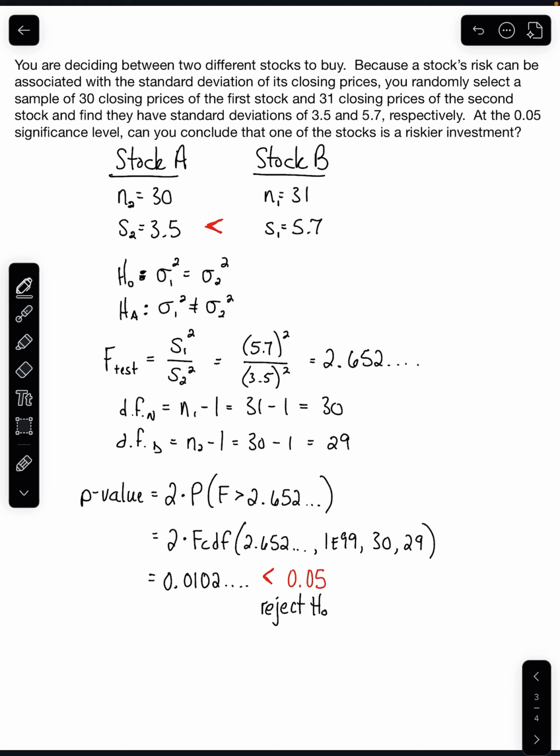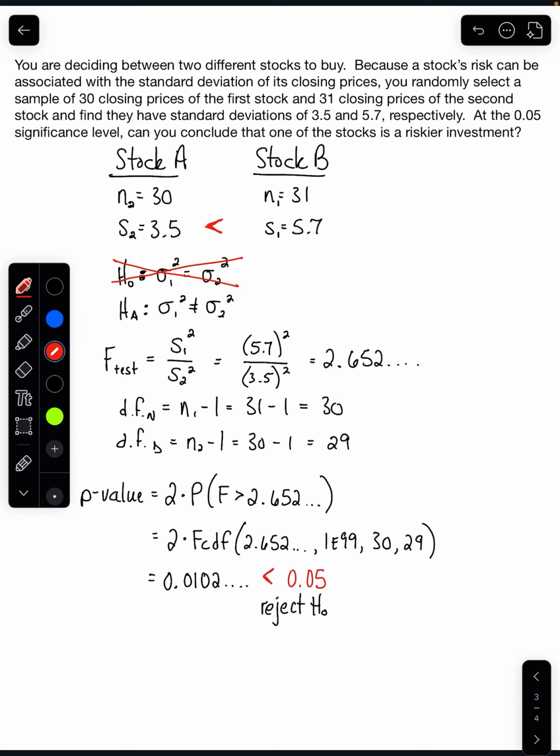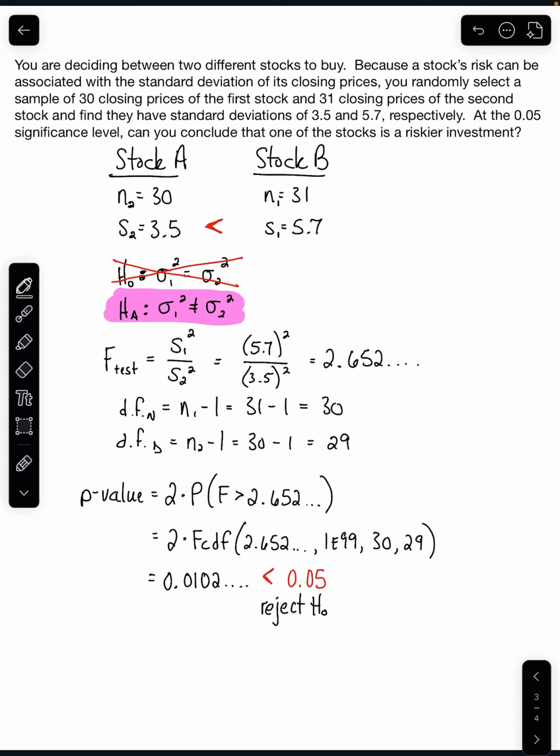Now, the null hypothesis said that their variances were equal. So if we reject the null hypothesis, we are in turn accepting the idea that they do not have the same variance, that they have indeed different variances and therefore different risk. So there is enough evidence to suggest that their risk is not the same.